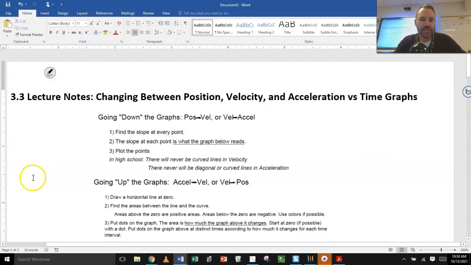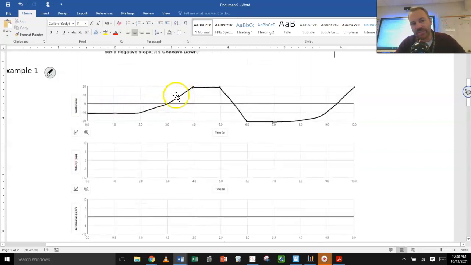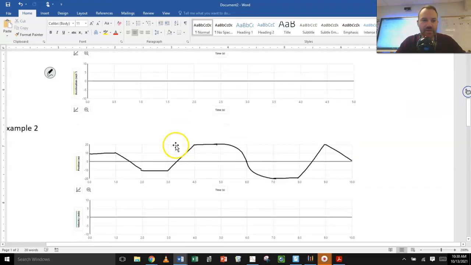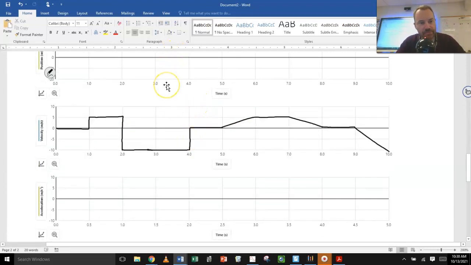So at the top of your notes, I have some steps on what to do. We're going to follow these steps, and I call it going down, meaning you're at the position versus time graph. Make the graph below it. So go from this graph to that graph. You're going down in this order. And these graphs will always be position, velocity, acceleration. Everybody I've ever seen, they have them in that order. They don't mix them up. Going up means that if you're starting from a lower one, like you have the velocity versus time, going up and creating the position versus time. So let's get started.